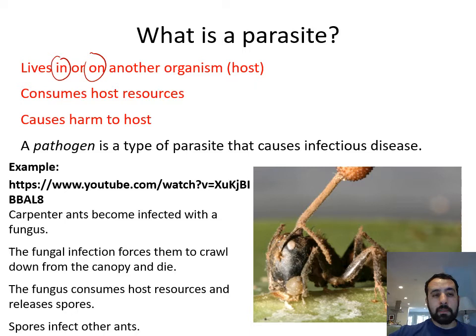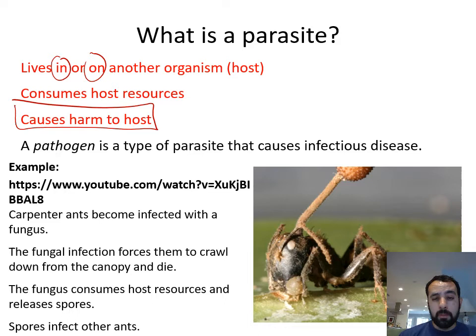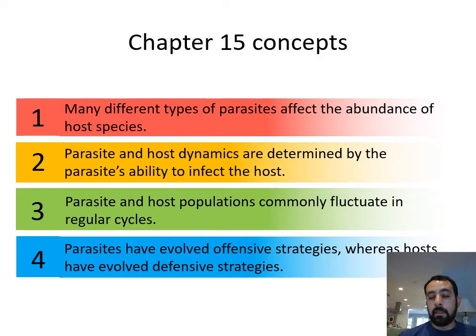So parasites consume the host's resources and cause harm to the host. As they cause harm to their host, they can potentially be a pathogen, a parasite that causes an infectious disease. Right now we have an outbreak of COVID-19, which is an infectious disease caused by a parasite, right? But parasites are also powerful regulators of the abundance of host species. Without parasites, the community structure of the world would be completely different.